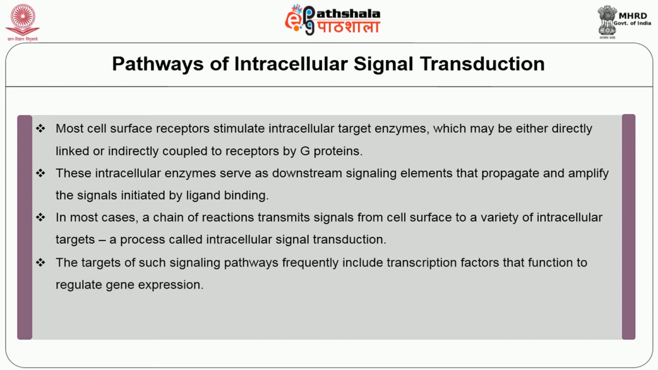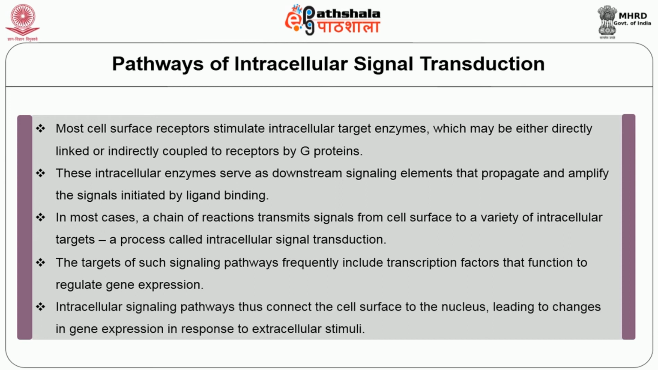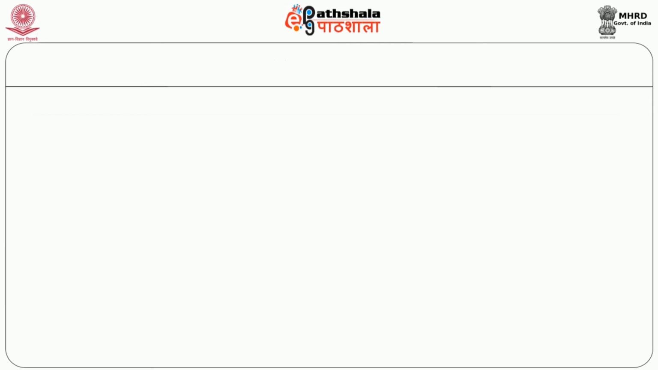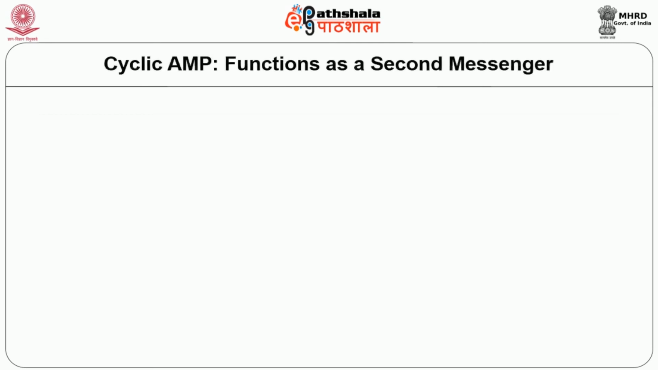The targets of such signaling pathways frequently include transcription factors that function to regulate gene expression. Intracellular signaling pathways thus connect the cell surface to the nucleus, leading to changes in gene expression in response to extracellular stimuli. Now we are going to see a second messenger called cyclic AMP.